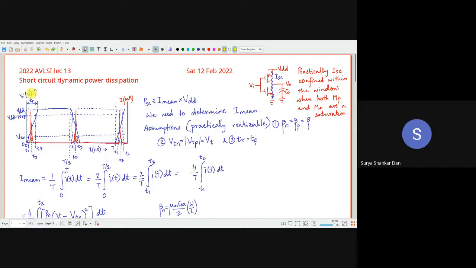All right, so when Vi is going from 0 to VDD, then as I said, the short circuit component of the current will practically be confined only within the region when both the transistors are in saturation. Why is that? Because both the transistors will essentially be consuming the maximum amount of current.